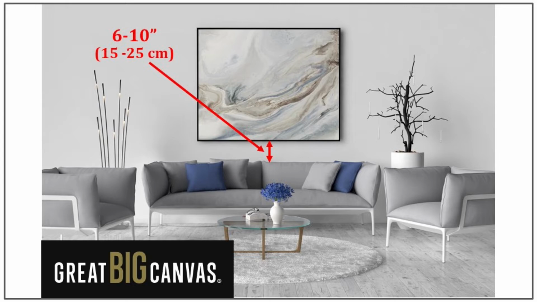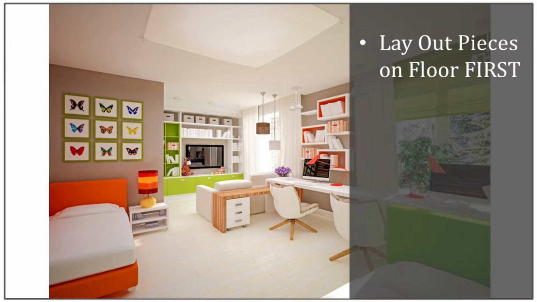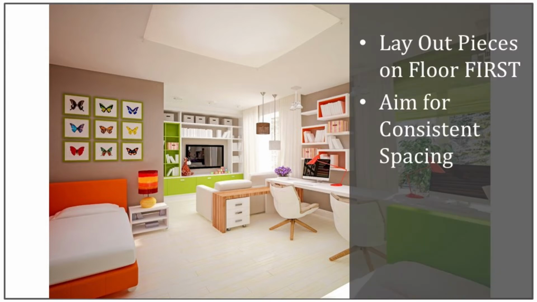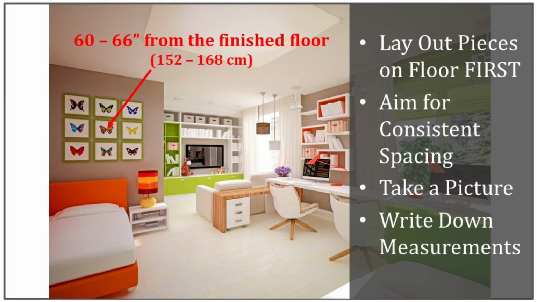If you're going to do a collage of pictures, always lay out all of the pieces on the floor first and aim for consistent space between each picture, whether it's a grid or an eclectic pattern. Take a picture of the collage and write down the measurements between each picture before you begin hanging the different pictures in the collage. Again, try to have the middle of the collage be about 60 to 66 inches or 152 to 168 centimeters from the floor.